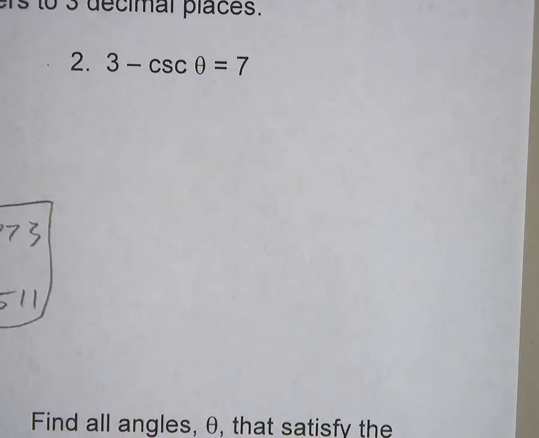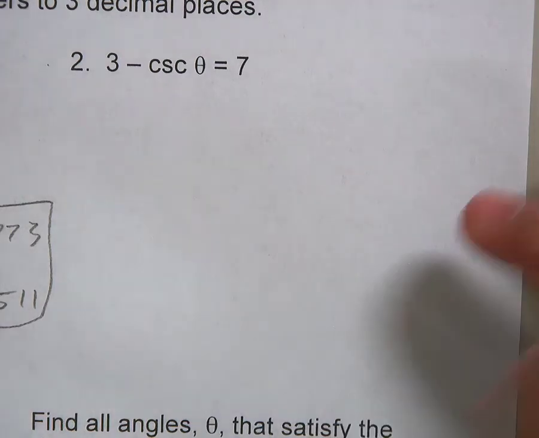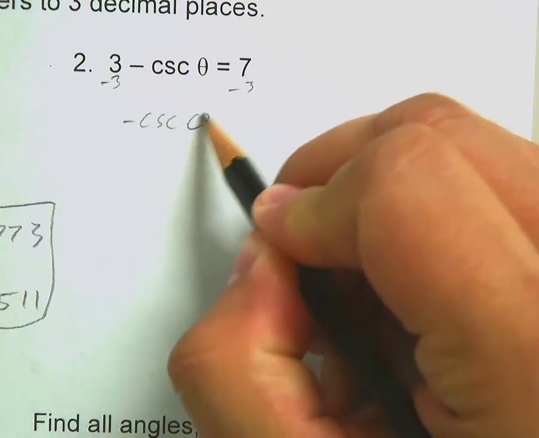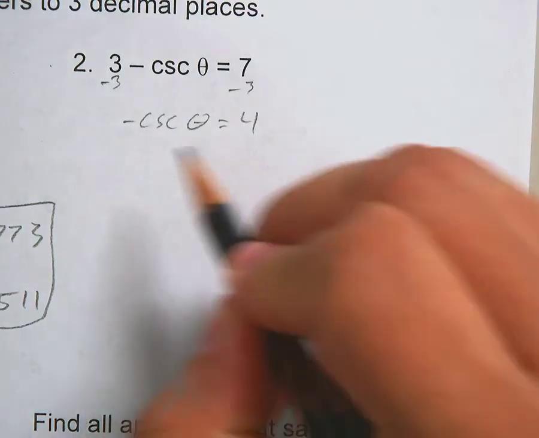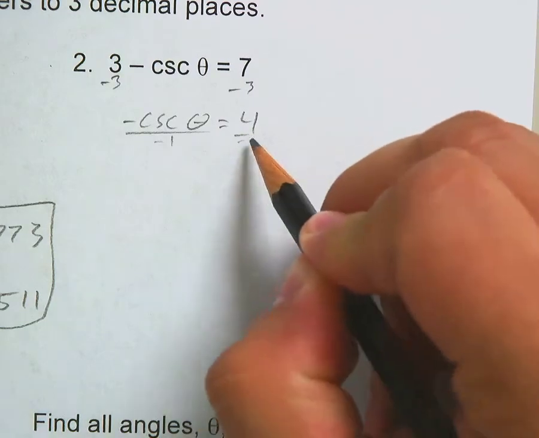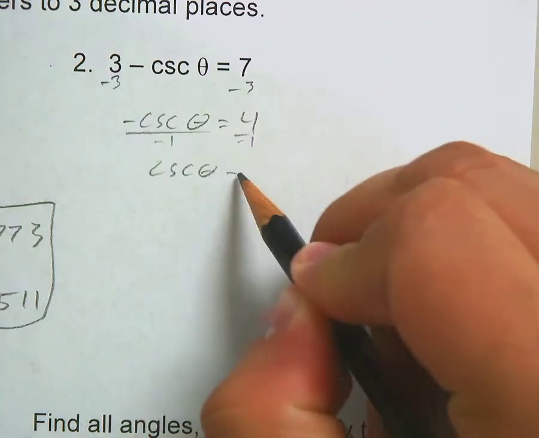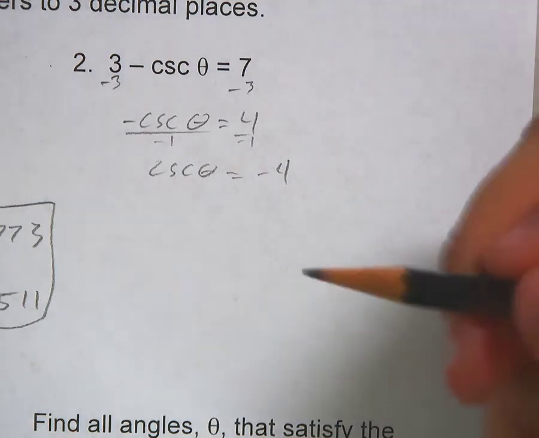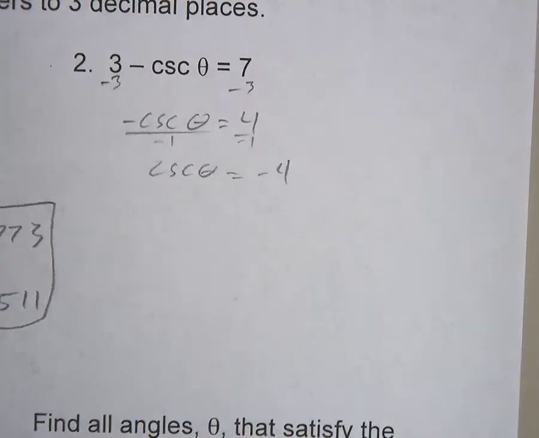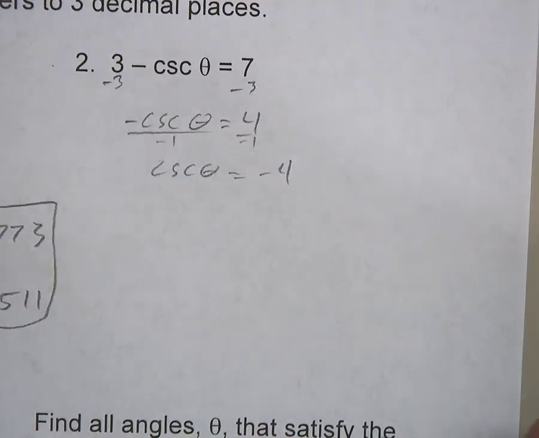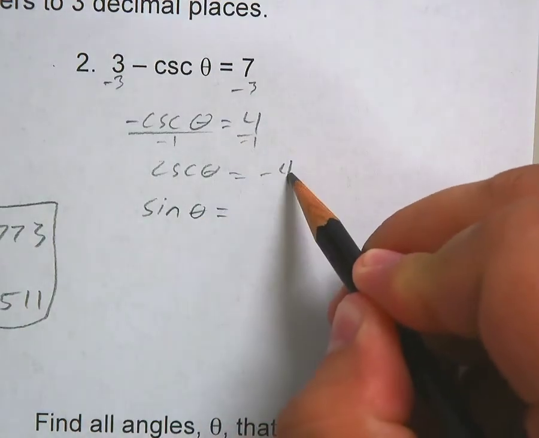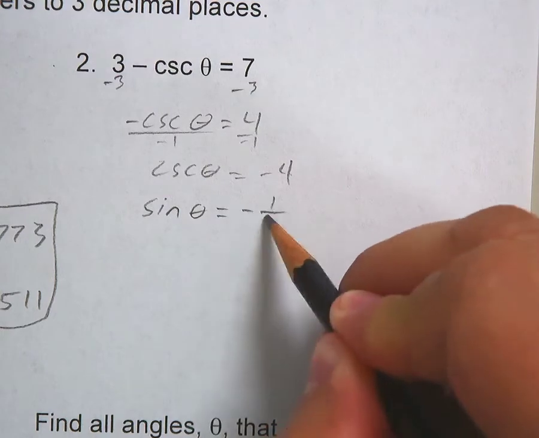Number 2 says 3 minus cosecant of theta is 7. So first off, subtract your 3 from both sides. Negative cosecant of theta is 4. Divide by -1. Cosecant of theta is -4. Now I can't leave it like that because there is no cosecant button on the calculator. So I'm going to change it to sine of theta is the reciprocal of this, -1/4.